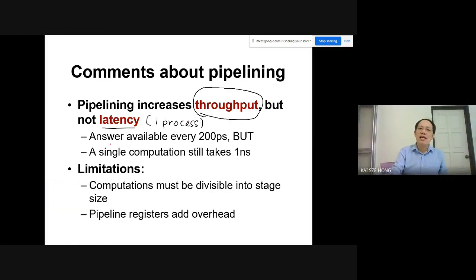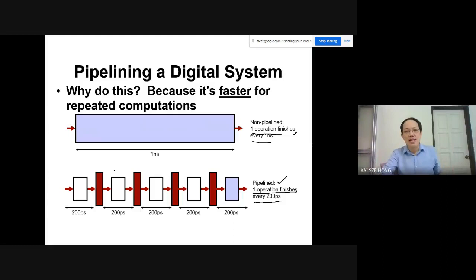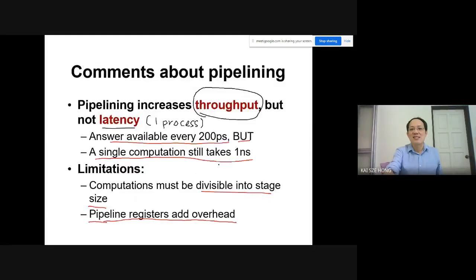So the answer is available every 200 picoseconds, but if you only need to do one instruction, then it still takes 1 nanosecond. Okay, this is the comments about pipelining, but the limitation is the computation must be divisible into stages. If you cannot divide them, you cannot do it. And then pipeline registers will add overhead, because you can see, to do pipelining, you need the pipeline registers over here. 1, 2, 3, 4. Okay, so this is about the pipelining.